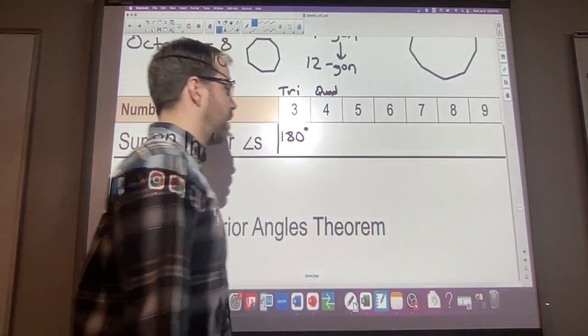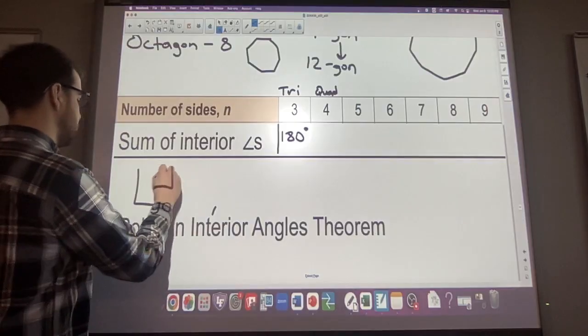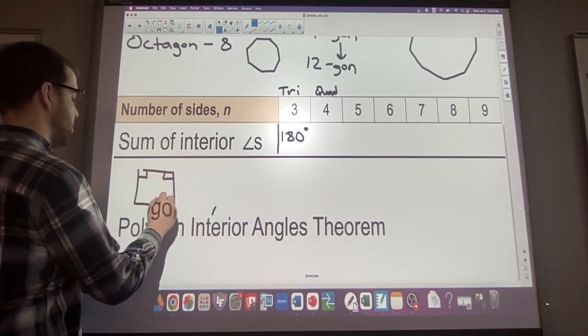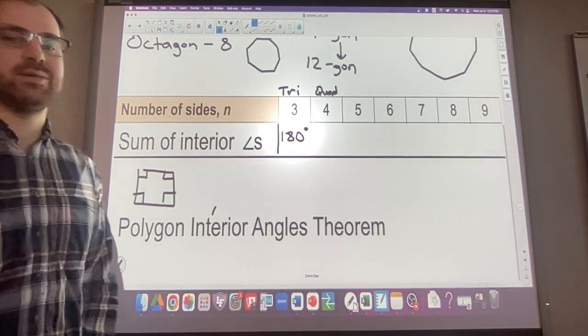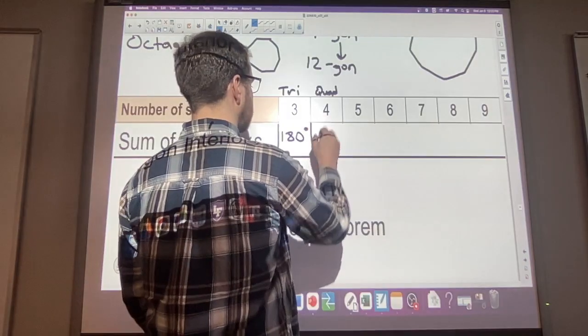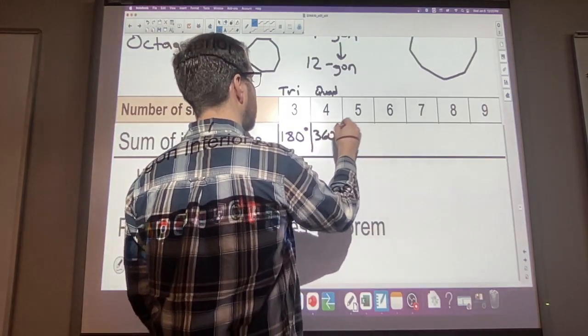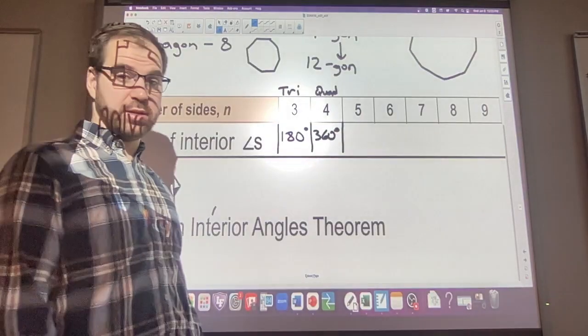Let's just think of a square, right? If I had a square that has 4 90-degree angles, that would add to what? 90 times 4 is going to be 360, so that would be 360 degrees. And that's true for any quadrilateral, that they have to add to 360 degrees.